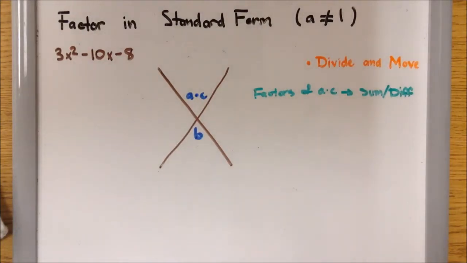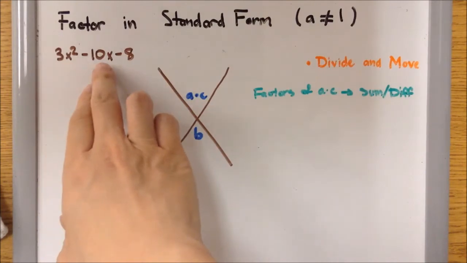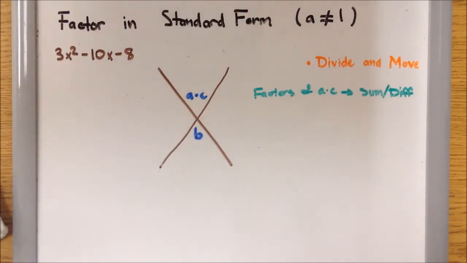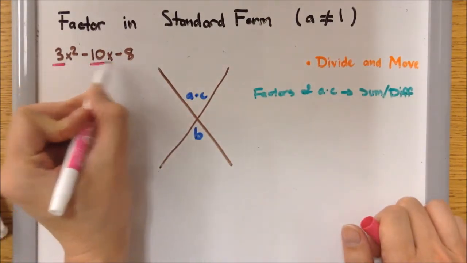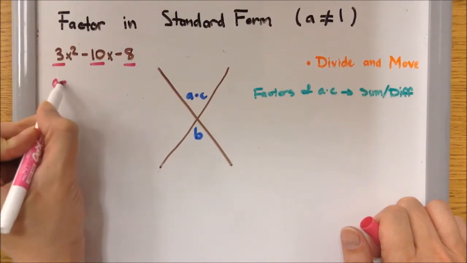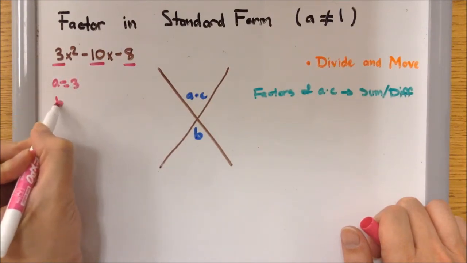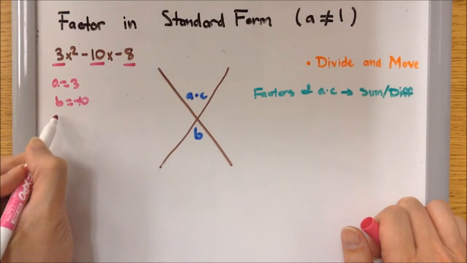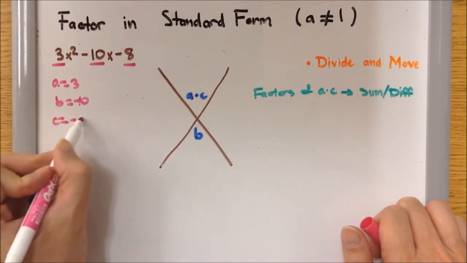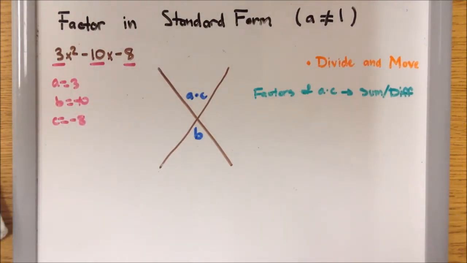Alright, so we're going to continue factoring in standard form, but when a is not 1. So, in our first example, we have 3x squared minus 10x minus 8. So let's identify our ABC values. A is 3, B is negative 10, and C is negative 8. So we're going to continue using the x table.